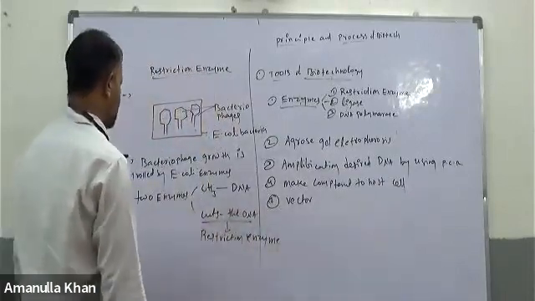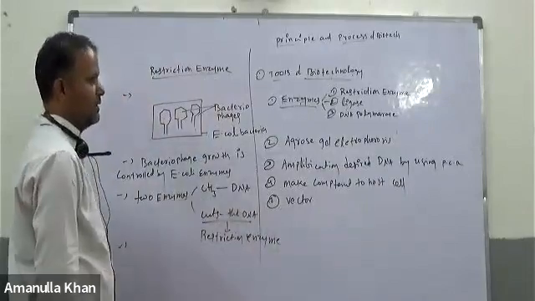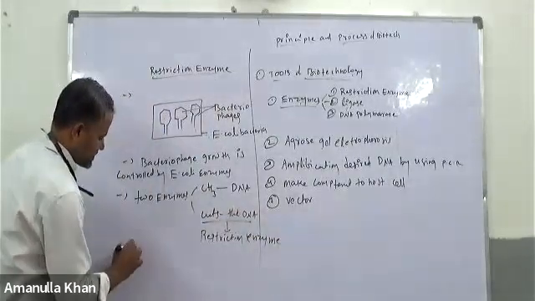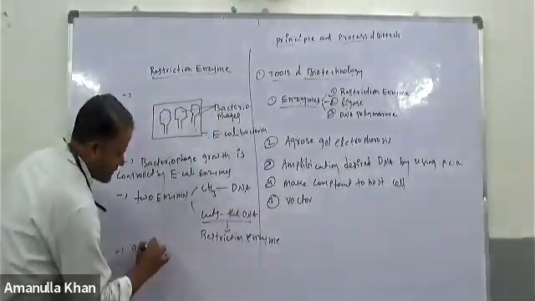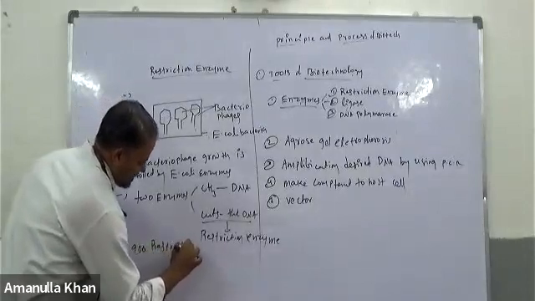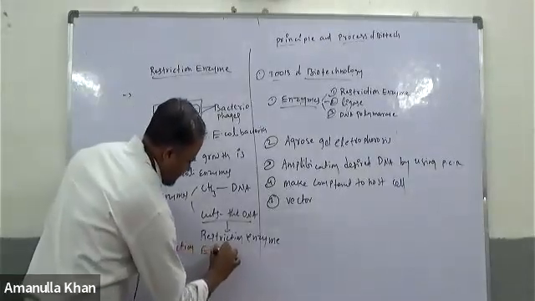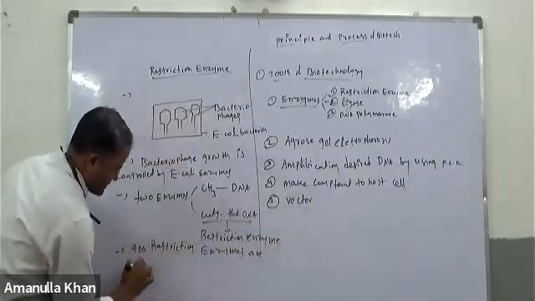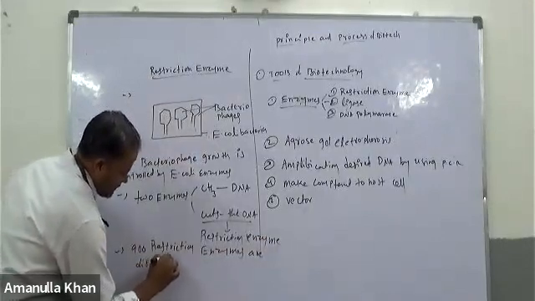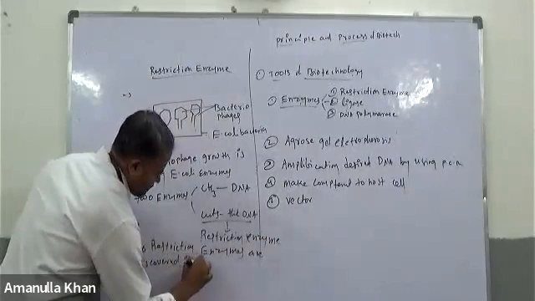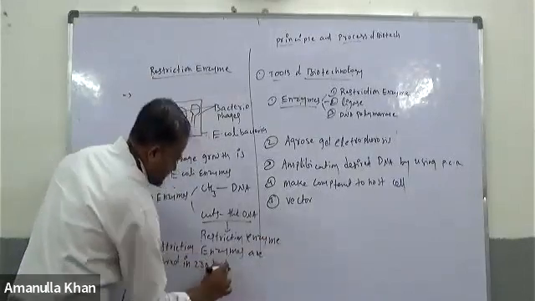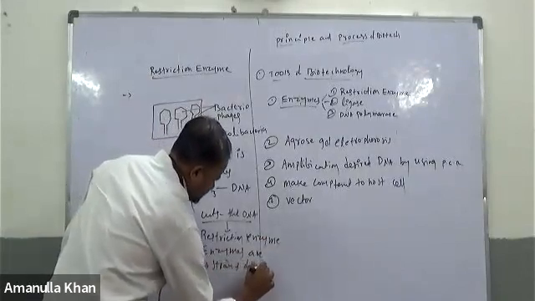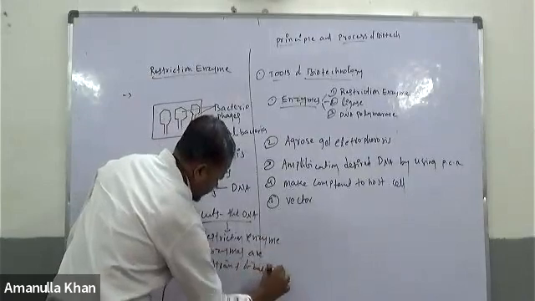So how many restriction enzymes are discovered? 900 restriction enzymes are discovered in 230 strains of bacteria.